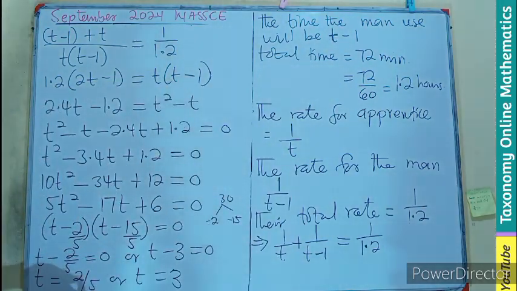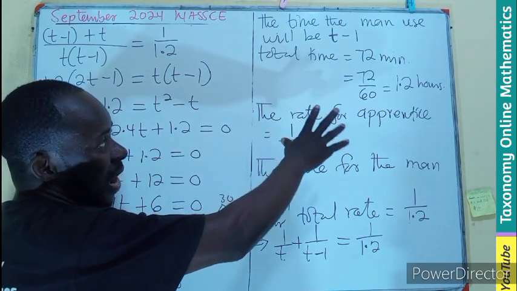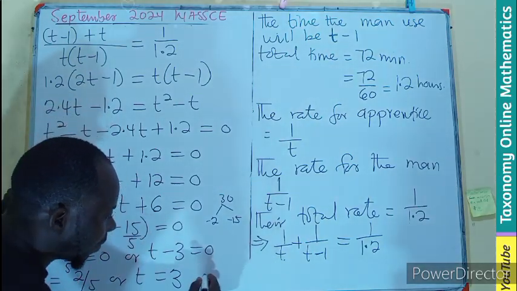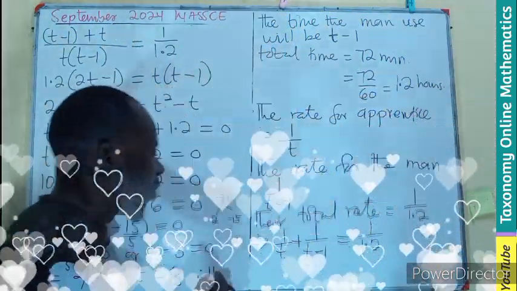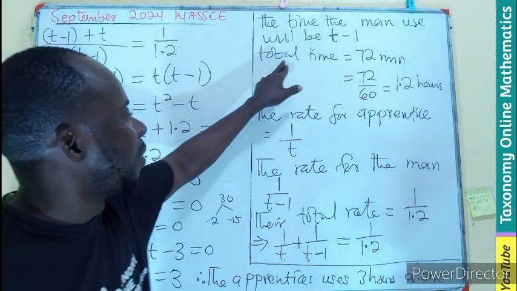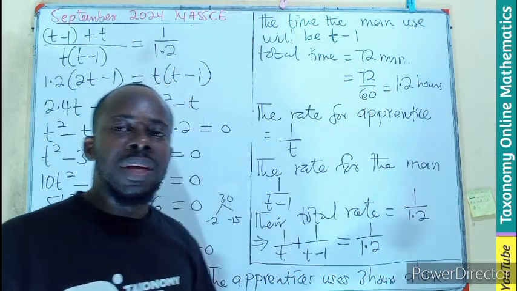So even though both answers are positive, we cannot accept the 2 over 5, but rather this. And don't forget, we are dealing with hours. We've converted the minutes to hours. So therefore, the apprentice is going to be using 3 hours alone. Then the man will be using 2 hours alone.